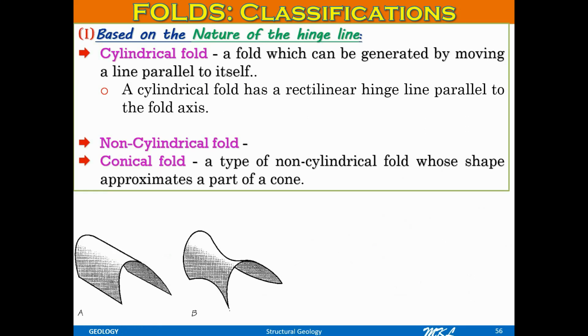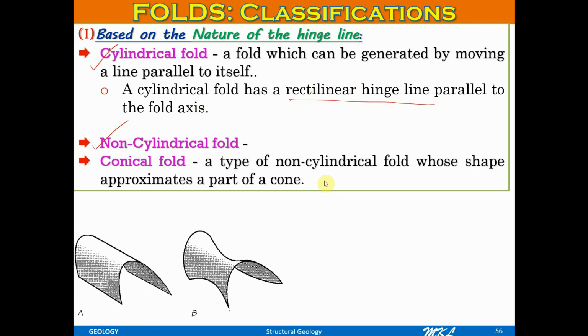On the basis of the nature of the hinge line, whether it is rectilinear, curved, or in a conical shape, folds can be classified into two types: the cylindrical type and the non-cylindrical type. For the cylindrical type, a cylindrical fold has a rectilinear hinge line.